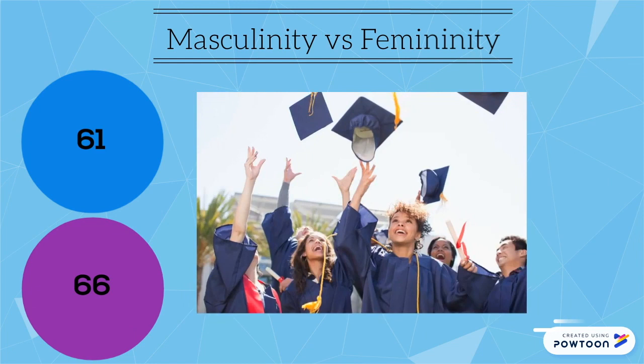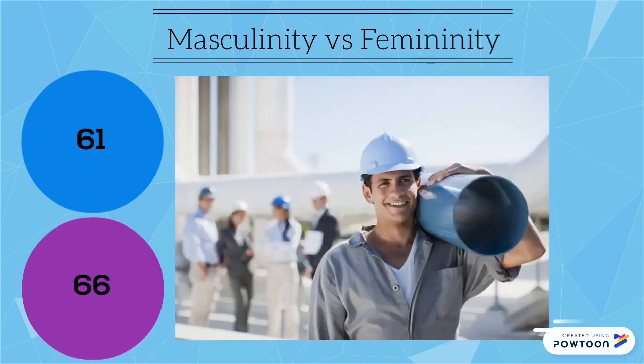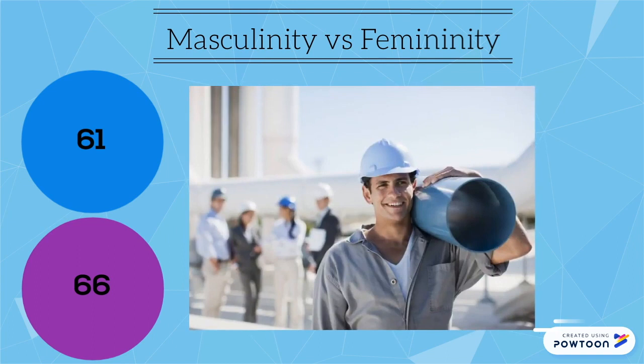Both Australia and China have similar scores for masculinity versus femininity. They are both masculine societies which promote success and education. Chinese and Australians are both seen as having a hard-working culture, and they are proud of their achievements.